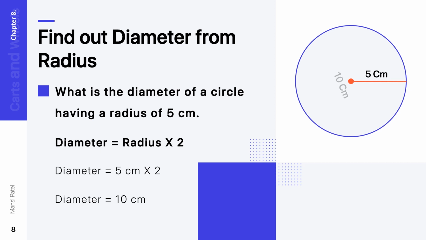So what is the diameter of the circle? 10 centimeter. And as we already studied in our previous lecture, the diameter is always double its radius. Therefore, if the radius is 5 centimeter, then what is the double of 5 centimeter? It is 10 centimeter. So the diameter is 10 centimeter. Let us see another example.